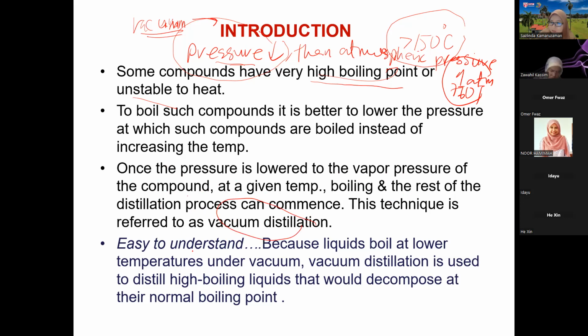Okay, in other words, so it's easy for you to understand, because liquids boil at lower temperature. When we talk about simple distillation and fractional distillation, usually we are dealing with substances that have a lower boiling point because it's easy to vaporize. So vacuum distillation is used to distill high boiling liquids that would decompose at their normal boiling point. It's easy to see why we choose vacuum distillation: we are dealing with substances that have a higher boiling point. When it has a higher boiling point, sometimes when we try to distill using normal or simple distillation, it will be easily decomposed.